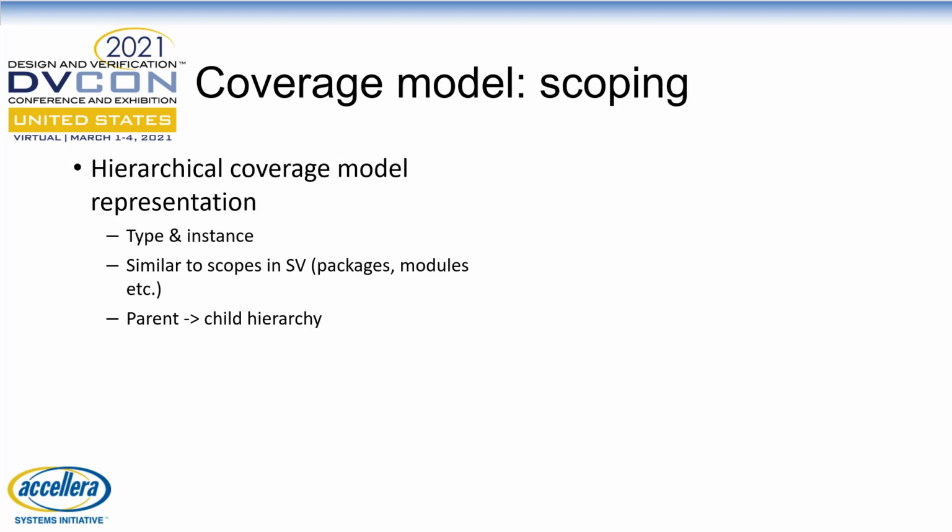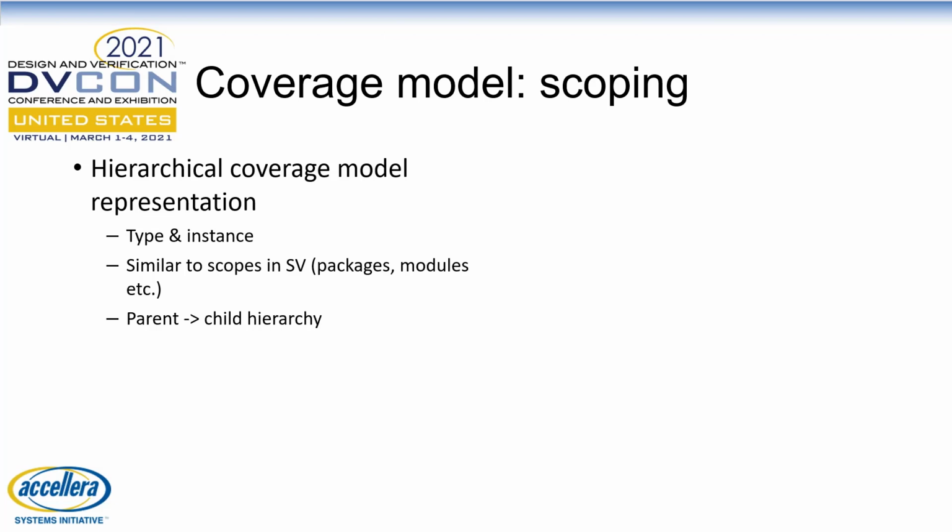Coverage models also contain a scoping mechanism. There are two different kinds of scopes. First one is the declaration scope or the type scope, which tells you where the cover group type was declared. And the other one is the instance scope, which tells you where a cover group instance was created. Both of them are very similar to SystemVerilog and have a parent-to-child representation inside.